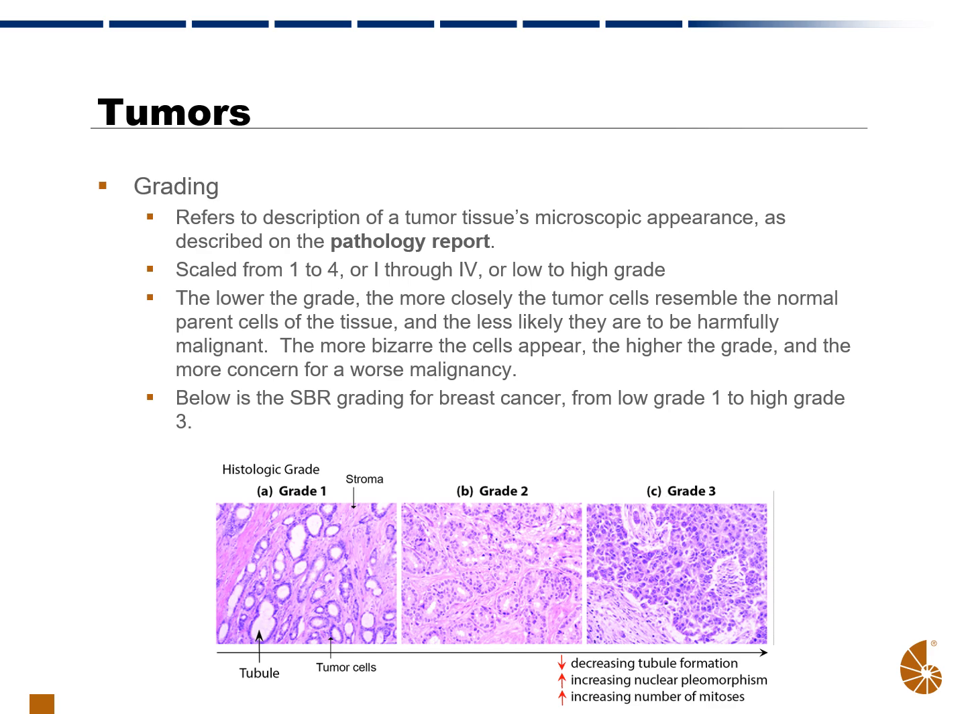The lower the grade, the more closely the tumor cells resemble normal tissue, and the less likely they are to be harmfully malignant. The more bizarre the cells appear, the higher the grade and the more concern for a worse malignancy that has the potential to spread to other areas.